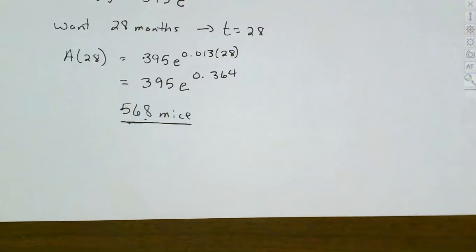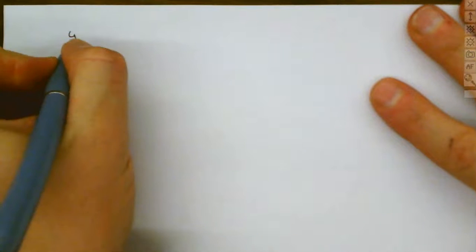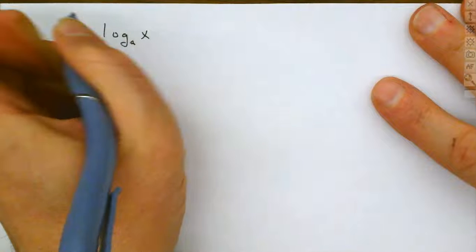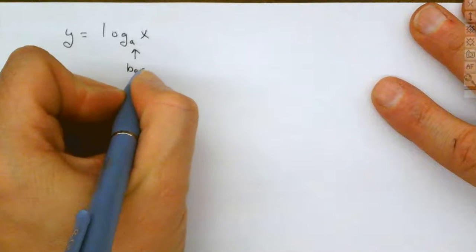Now, logarithms and exponentials are inverses of each other. This is called a logarithm. y equals log base a of x. And so this subscript down here, this is your base.